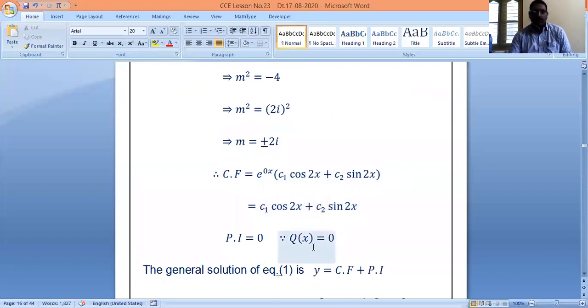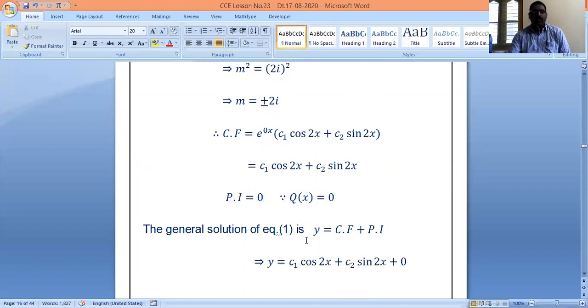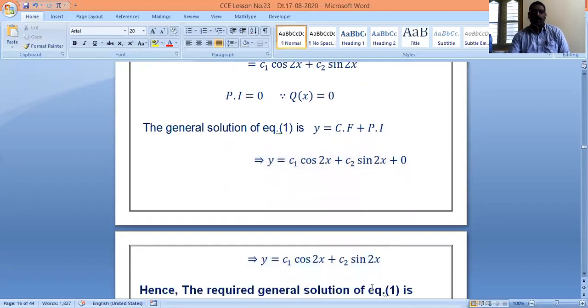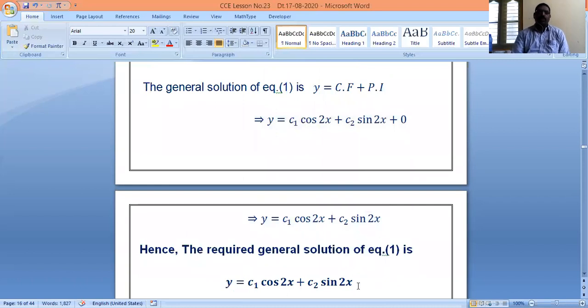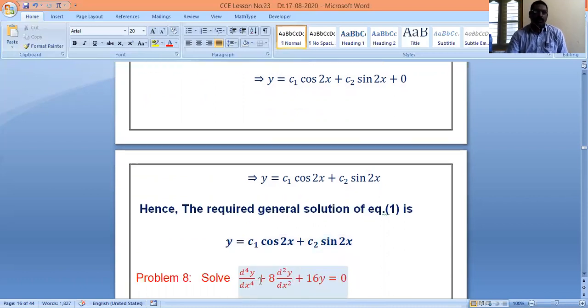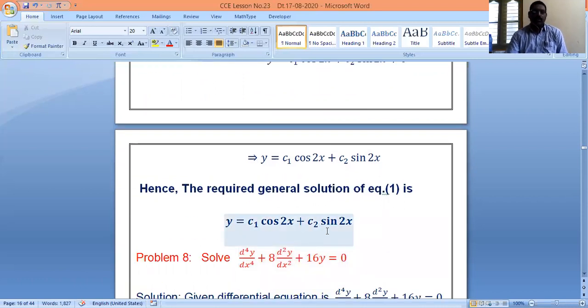Since Q of x is equal to 0, PI is also 0. The general solution of equation 1 is y is equal to CF plus PI. That implies y is equal to C1 cos 2x plus C2 sin 2x plus 0. Here PI is 0. That implies y is equal to C1 cos 2x plus C2 sin 2x. Hence, the required general solution of equation 1 is y is equal to C1 cos 2x plus C2 sin 2x.